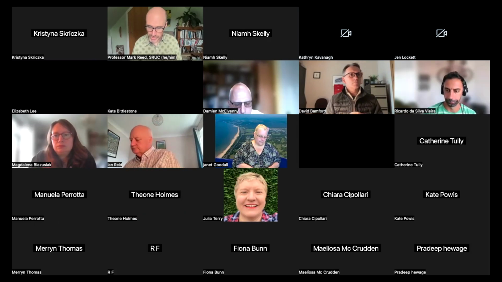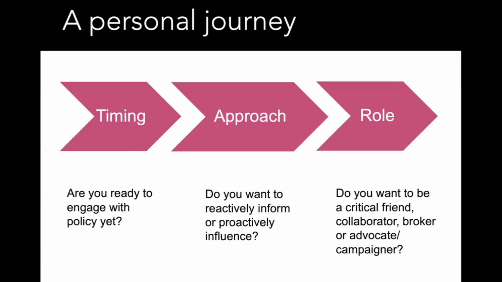So three things we're going to look at. First of all, a question that we rarely ask ourselves: are we actually ready to engage with policy yet? And let's bear in mind that the answer might be no to that. Before we then move to, okay, so how do I want to do this? What approach do I want to take? And we're going to be thinking about the balance between informing versus influencing. And that's where we'll do our breakout room session. And then finally, we'll have a think about the different kind of roles that you may want to play. And get you to do some individual thinking about that. And we'll have some plenary conversation about that as well.